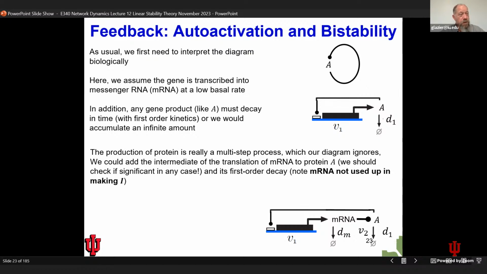So A promotes the production of A. We have to remember, as always, that when we write a gene regulatory network, we have to assume decay of the species A. And we're also going to assume a basal rate of transcription for this molecular species. We could include a messenger RNA step. We're not going to do that today, although it's interesting to do that. It doesn't change things very much, but it wouldn't be a bad homework problem to try to redo this with that extra messenger RNA step.